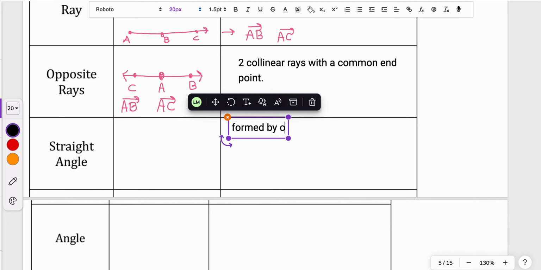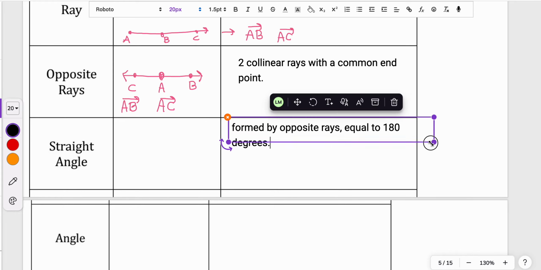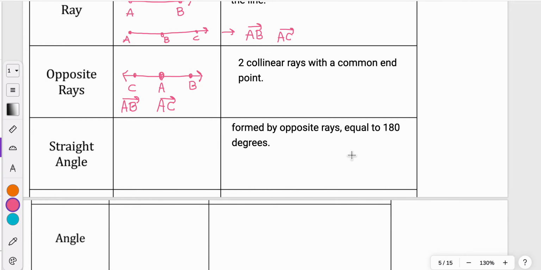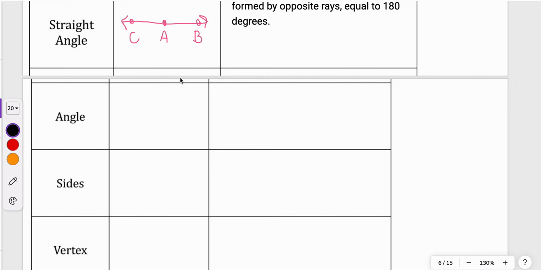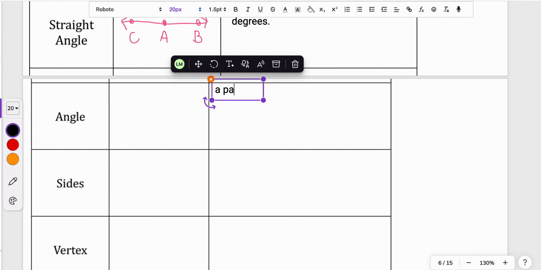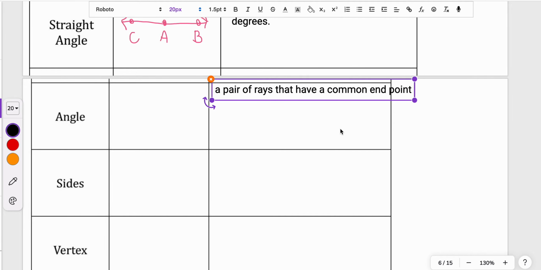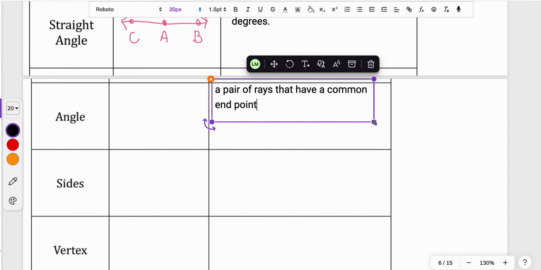Okay, straight angles, those are going to be formed by opposite rays and they're equal to 180 degrees. So really similar to how you just drew opposite rays, because those opposite rays were making that straight angle. So again, here's an example. A could be in the middle. You can have B on the side and then C on the other side. Okay. Angles, that is when you have a pair of rays that have a common endpoint. And we'll talk about what that endpoint is in a few examples here.